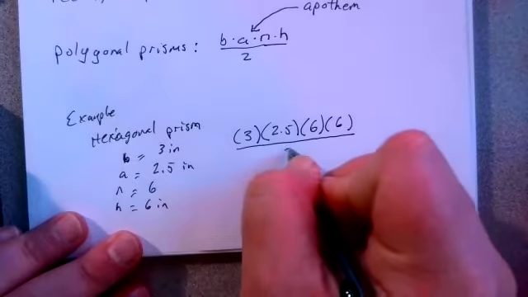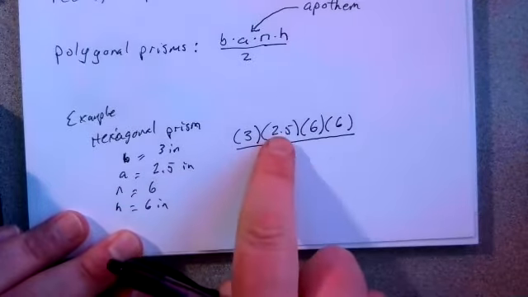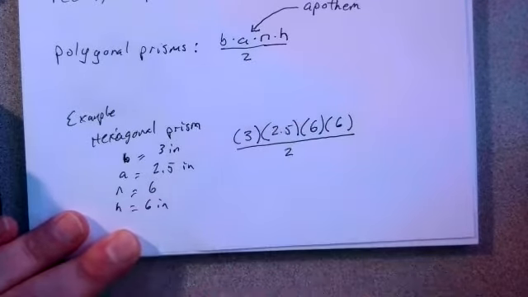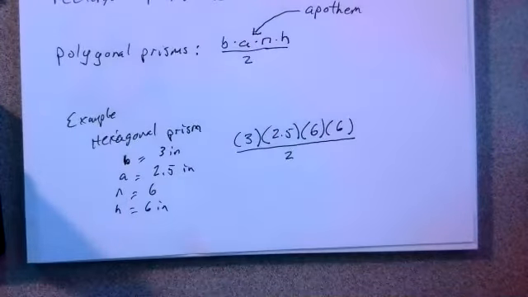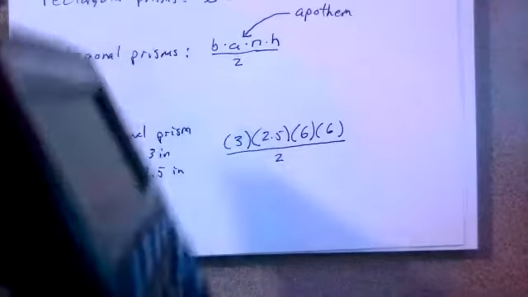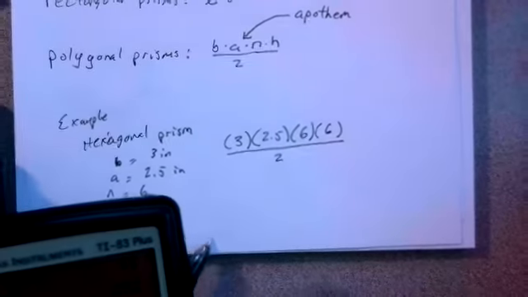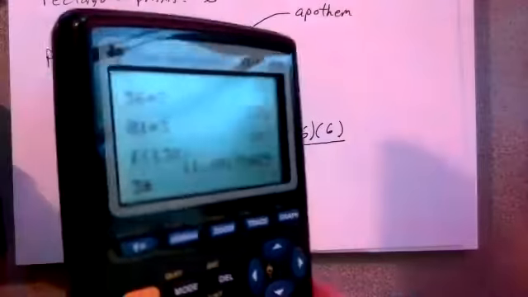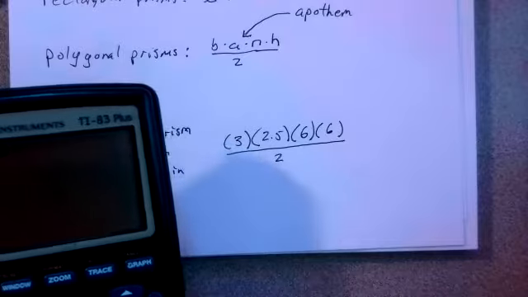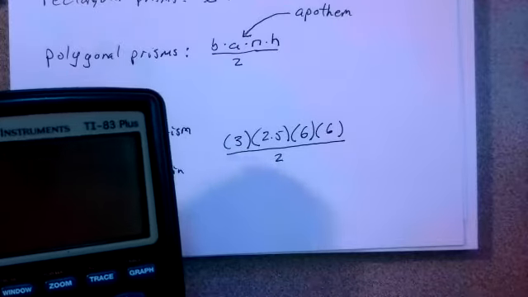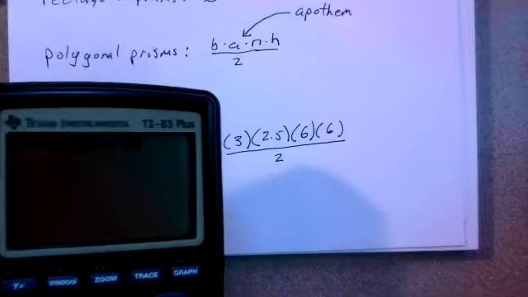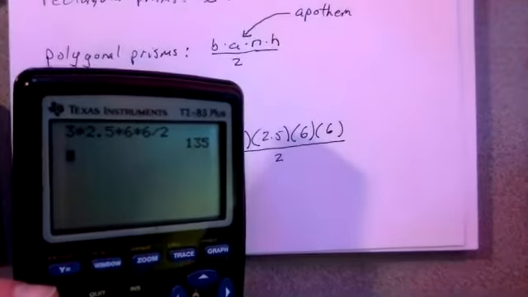All that divided by 2. I'm putting these in parentheses because I have a decimal. I didn't want to put dots in between because I had a decimal, so I used parentheses here. Okay, now here we go. In the calculator, we type 3 times 2.5 times 6 times 6. All that divided by 2 is 135.